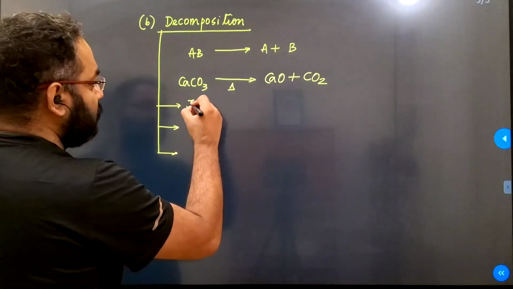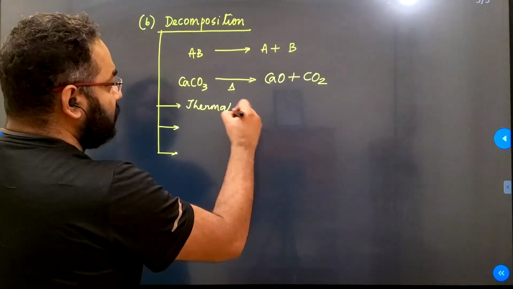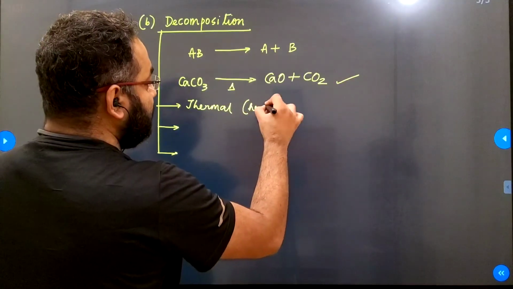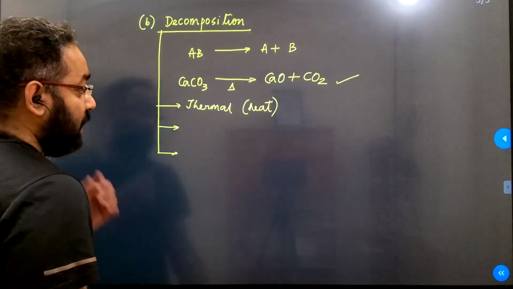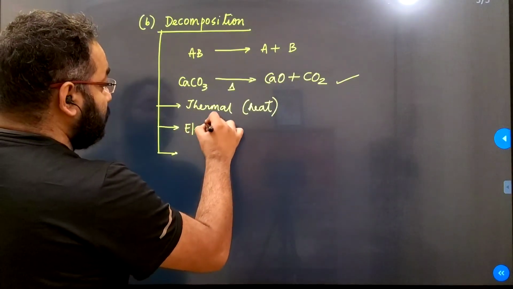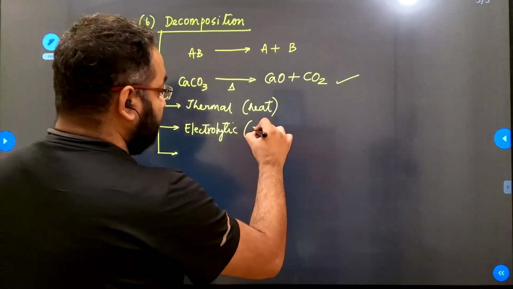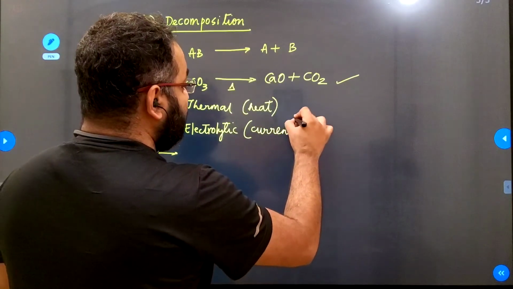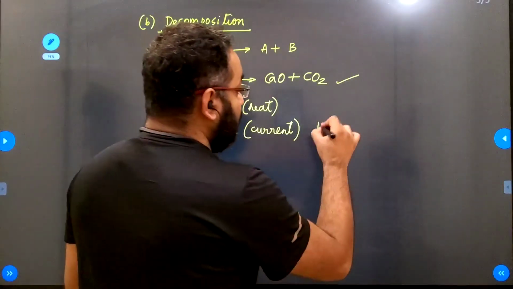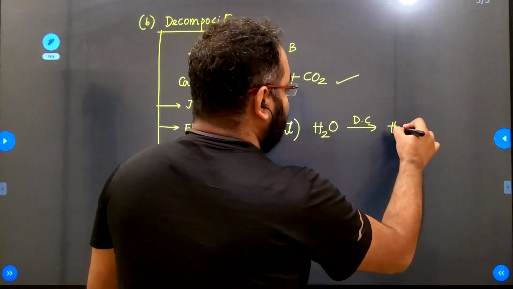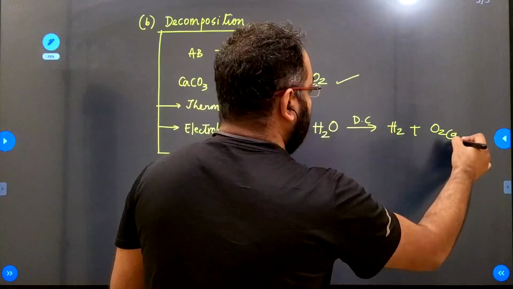The first form, which is the most common one, is called thermal decomposition, which is this. Thermal basically means decomposing it in the presence of heat. Now you could also have electrolytic decomposition, where you're decomposing it in the presence of electric current. And the best example of this is electrolytic decomposition of water. Decomposition to give you H2 plus O2.